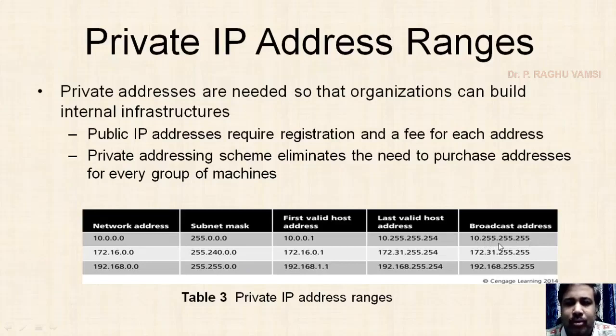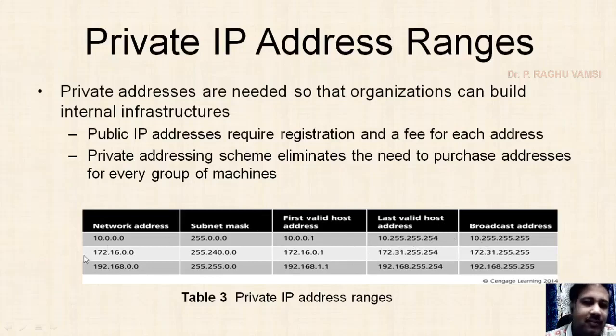I want to communicate to all computers that are in the network range of 10.0.0.0 with subnet mask 255.0.0.0. If I send a communication to the 10.255.255.255 address, that communication will go to all computers that are connected in this network range. That means from 10.0.0.1 to 10.255.255.254, whatever IP addresses are connected in this range, my communication will go to all these computers.